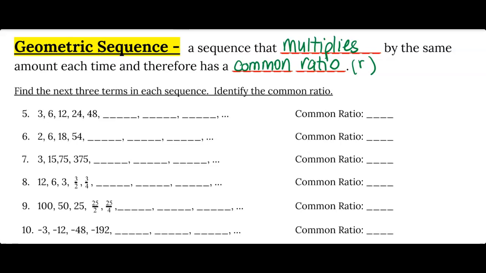And it's called a ratio because the opposite of multiplying is dividing, and dividing is finding a ratio. Just like with arithmetic, we were adding, so we had a common difference because difference is the opposite of adding. You'll be able to find your common ratio by dividing, just like when we were doing arithmetic, we found our common difference by subtracting.